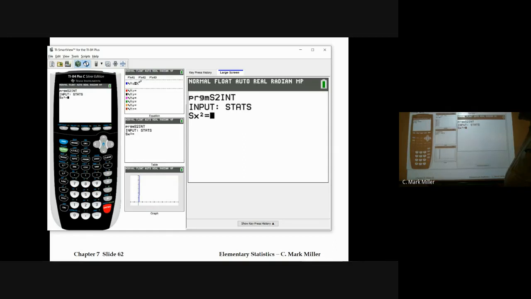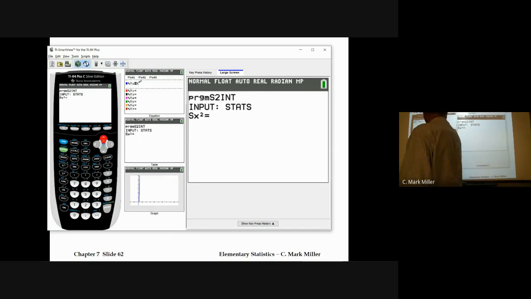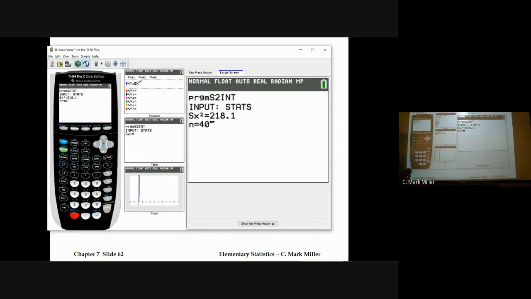So input stats. I don't know if there's a way to do it with the data. I don't know how to make this program take data. But your sample variance, 218.1. Hit enter. N is 40. You don't do N minus 1. Confidence level, 0.9. Hit enter. It is thinking. Notice, look for your little thing up in the corner. It's thinking.